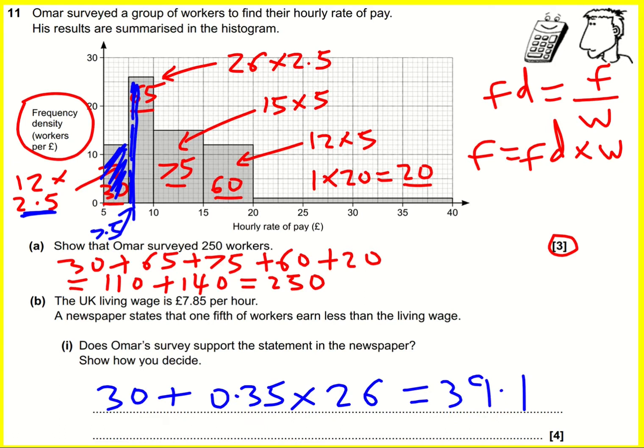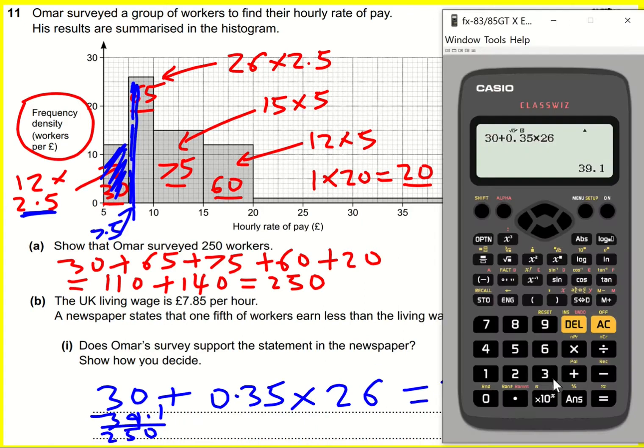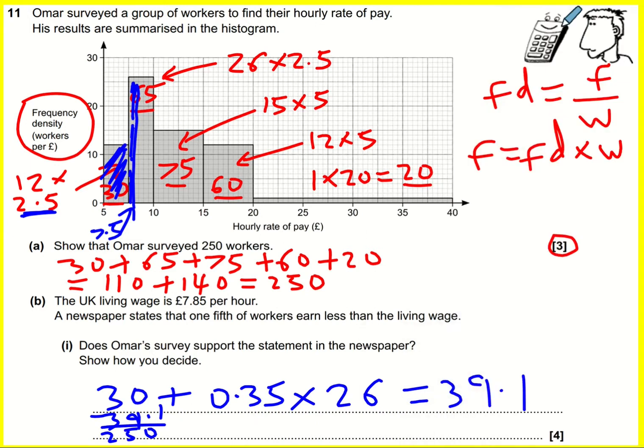So, is that 1/5 of the workers? Well, 39.1 divided by 250 is actually 0.1564. And this is not equal to 0.2, which is what 1/5 is. So, I've run out of space, so no, it does not support the statement, but that should be sufficient.